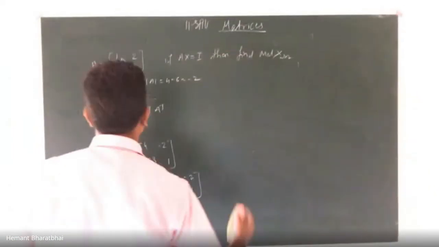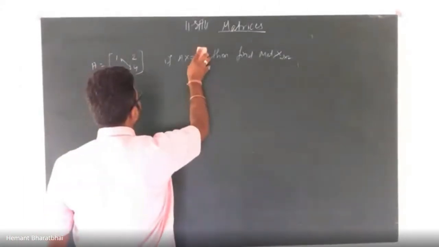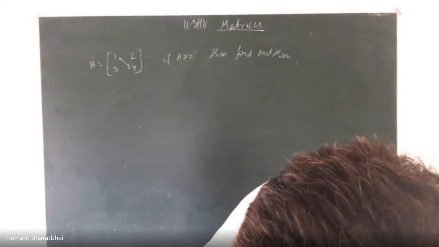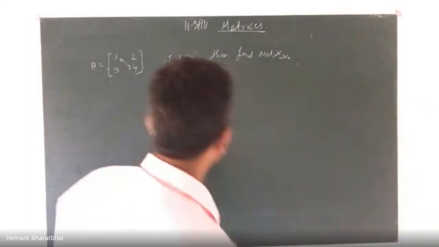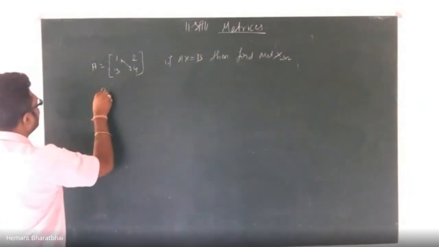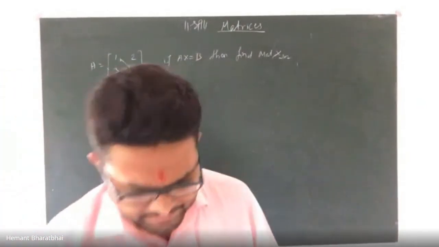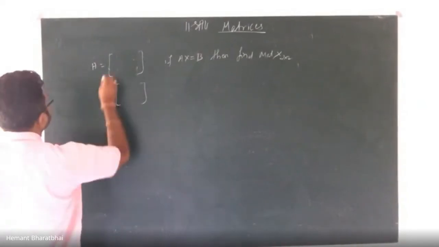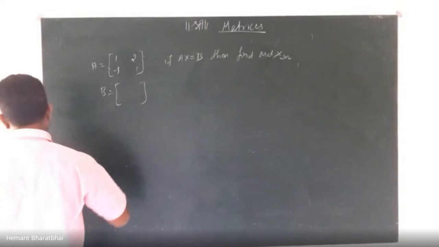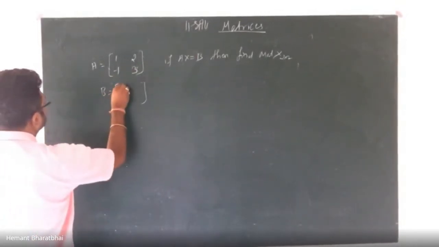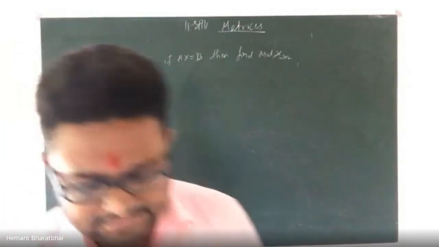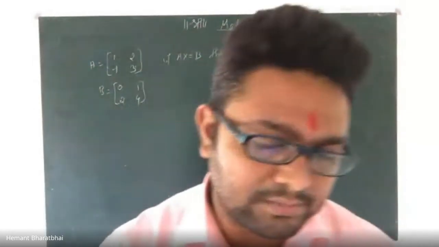Okay, let's do one similar numerical, but this time I have some other relation. I have AX is equal to B, and matrix B and matrix A are also different. Here my matrix A is 1, 2, -1 and 3, and I have matrix B as 0, 1, 2 and 4. And I have to find out matrix X, and this time it is not given that it equals the identity matrix.